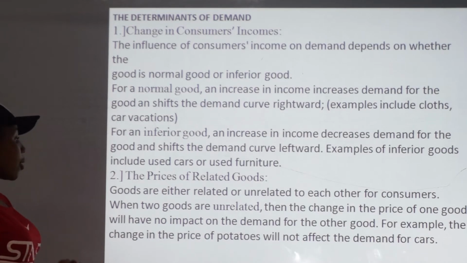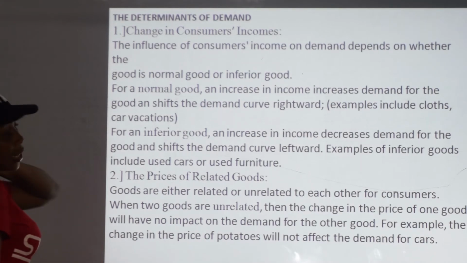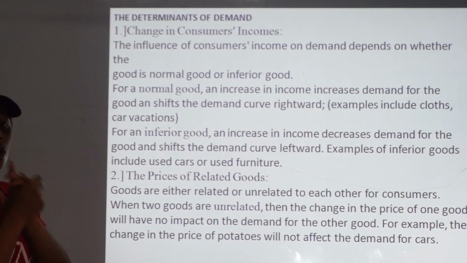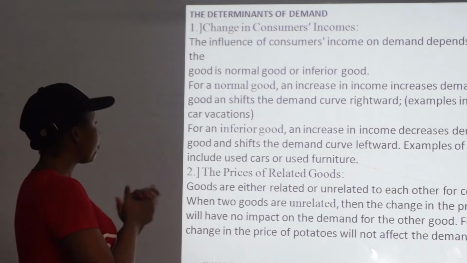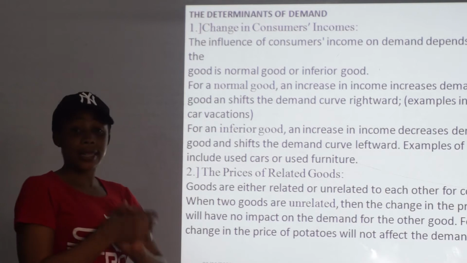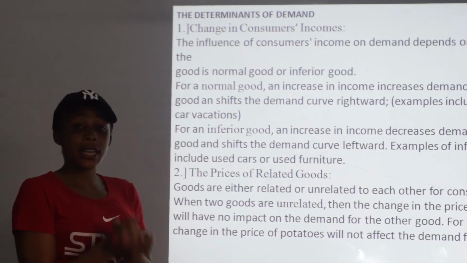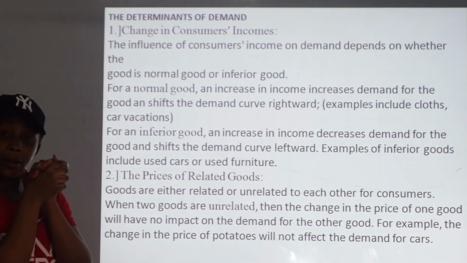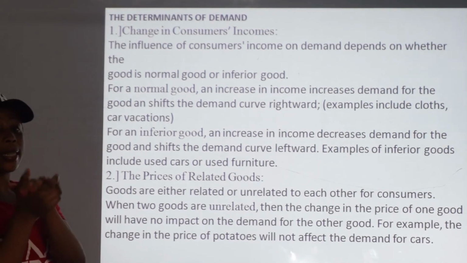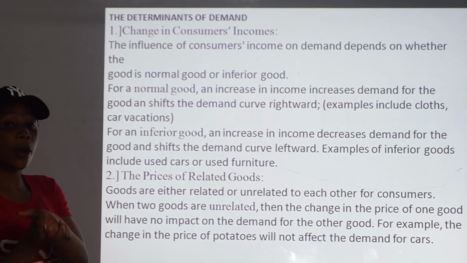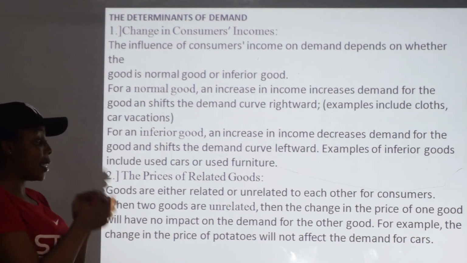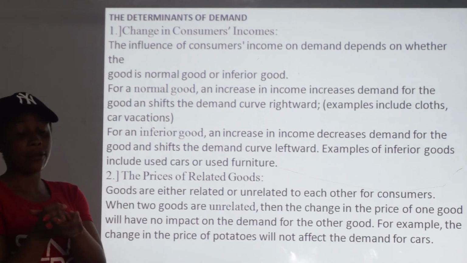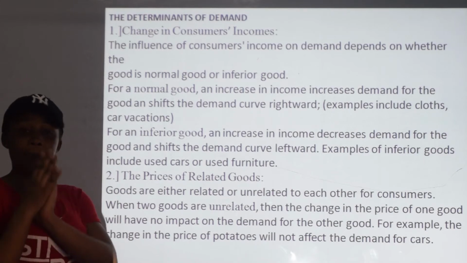Next, we have the prices of related goods. Goods can either be related or unrelated, and these are complementary goods or substitute goods. If two goods are substitutes, an increase in the price for one will lead to a fall in demand and subsequently an increase in the demand for the other. And if the goods are related, that is they are complements, an increase in the demand for one will lead to an increase in the demand for the other. For example, we have cars and petrol.